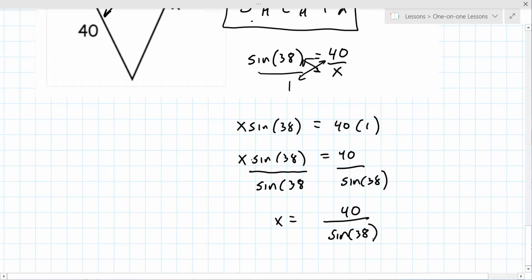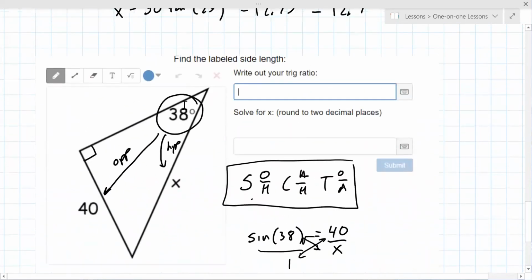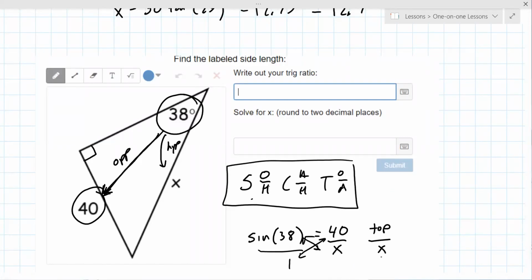Wait, on the first step, how come it wouldn't be x over 40? How come it's 40 over x? Okay, that's quite a few steps back. Let's look at 38 here. What is opposite to 38? 40. So that's why the opposite goes on the top. That's why 40 is on the top here. The hypotenuse is on the bottom, and the hypotenuse in this case is x. Oh, I see. So the mistake is to think x is always on the top or always on the bottom. It's not. It could be, but it's not. All right.